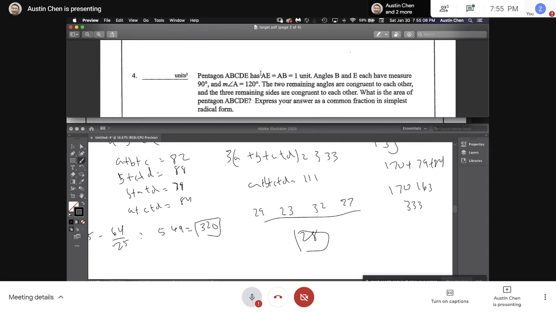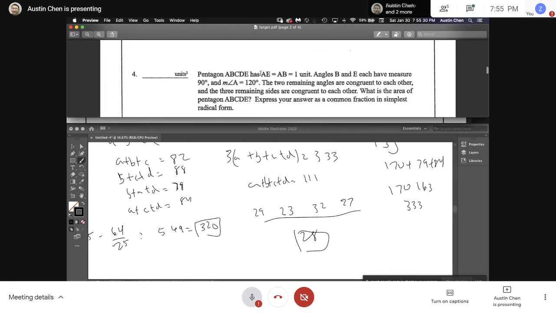Pentagon ABCDE has AE equals AB equals 1 unit. Angles B and E each have measure 90 degrees, and angle A is 120 degrees. The 2 remaining angles are congruent to each other, and the 3 remaining sides are congruent to each other. What is the area of pentagon ABCDE? Express your answer as a common fraction in simplest radical form.